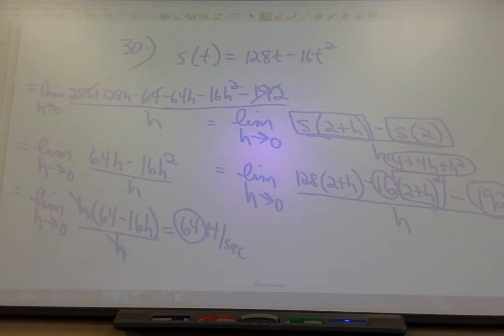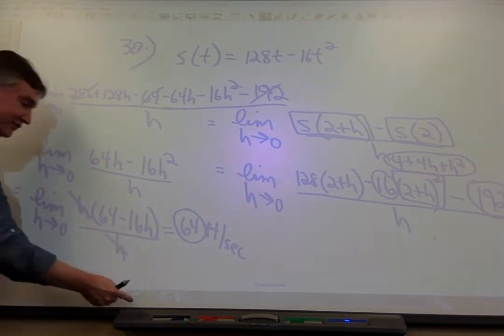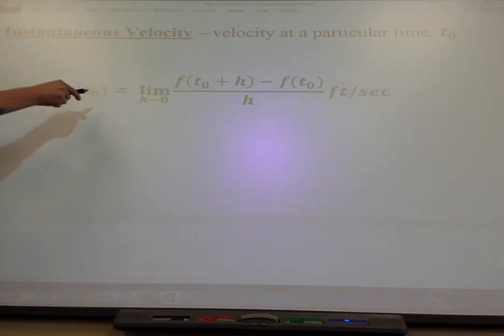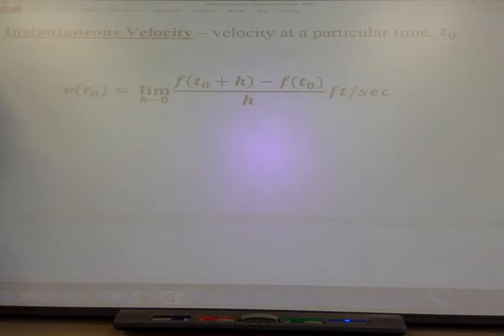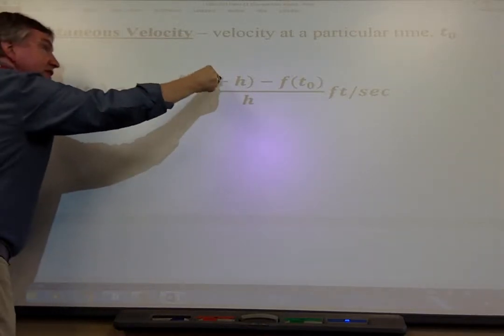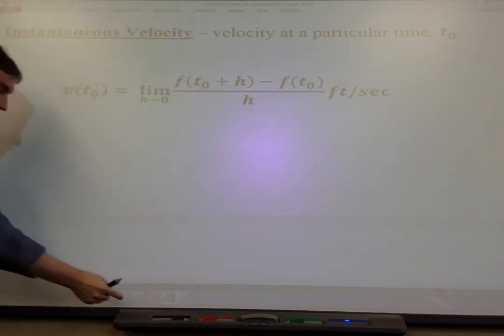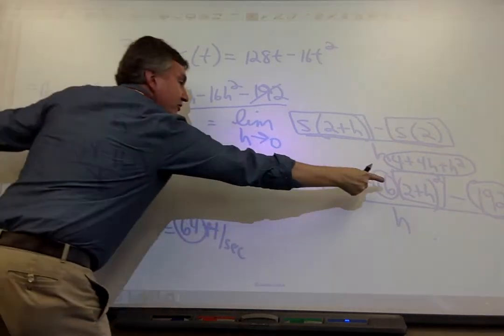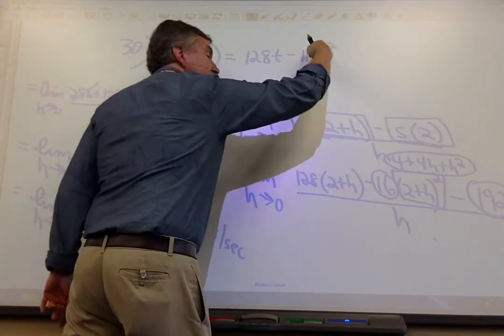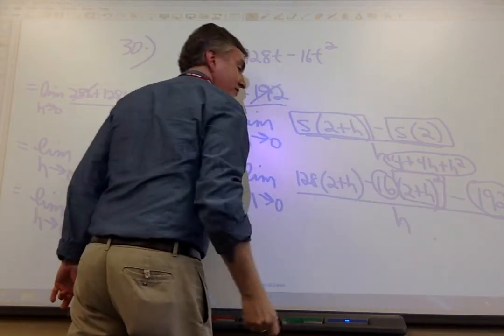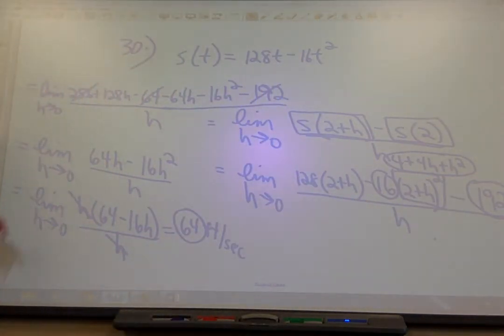What do you think? Did you see how that made sense from our definition? My function was S, wasn't it? And t naught was 2. I plugged 2 plus H into my function, and I got this here. Then I plugged 2 into my function, and I got that. Divided by H. I just worked it out and distributed, and then I took the limit.